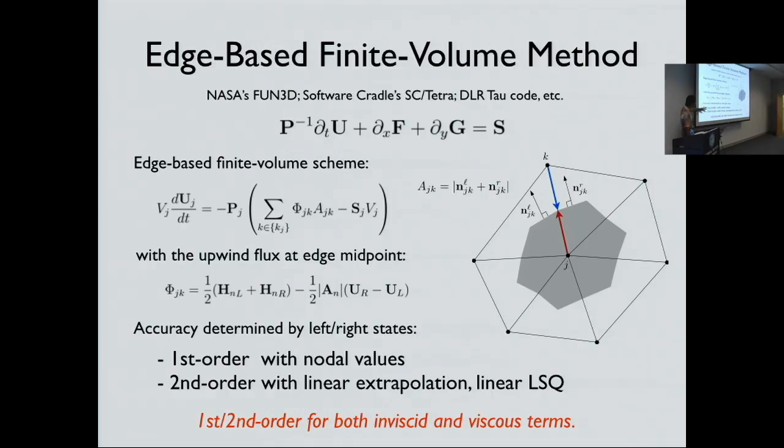And accuracy basically depends on how you get the left and right states. If you just use nodal values, you get a first order scheme. If linearly extrapolated to the midpoint, you get second order accuracy. And the important point here is that it is first or second order for both inviscid and viscous terms. When I say first order scheme, it is a first order scheme for everything.